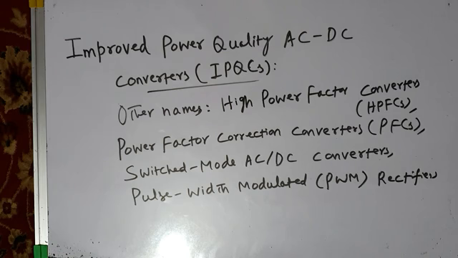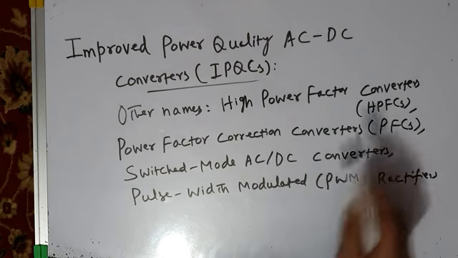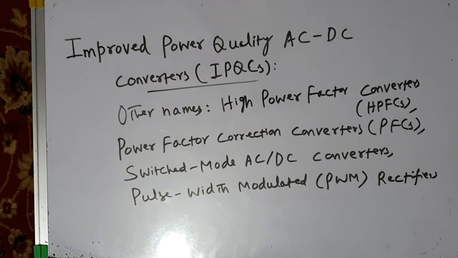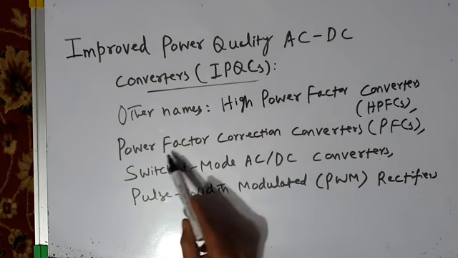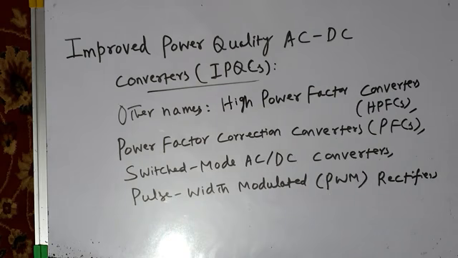Similarly, on the output side also, they maintain a very high quality of power. That means the output voltage, which is the DC voltage, is almost ripple free, or has very reduced ripples, and it is highly regulated. Why are they called high power factor converters? Again, the reason is the same: they maintain nearly unity power factor on the input side, on the AC side. Because of almost unity power factor on the input side, they are also called power factor correction converters.